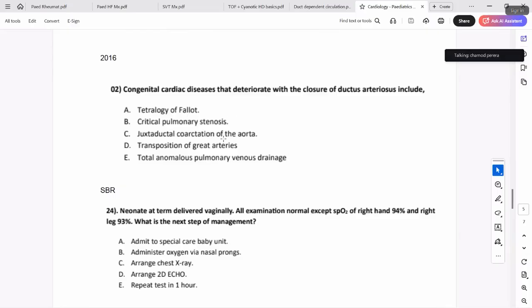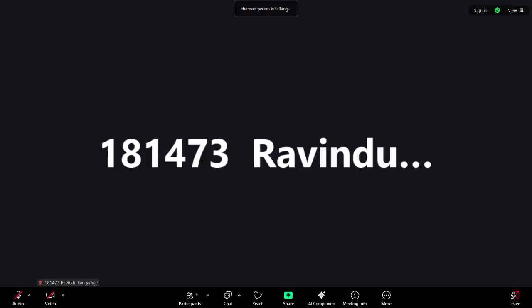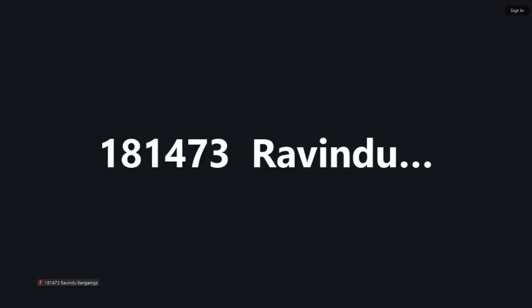Juxtaductal coarctation of aorta is the adult type coarctation of aorta that I was talking about initially. I couldn't really find it in the book. Give me a minute. I will try to find it in the illustrated one. Here it is. Right.